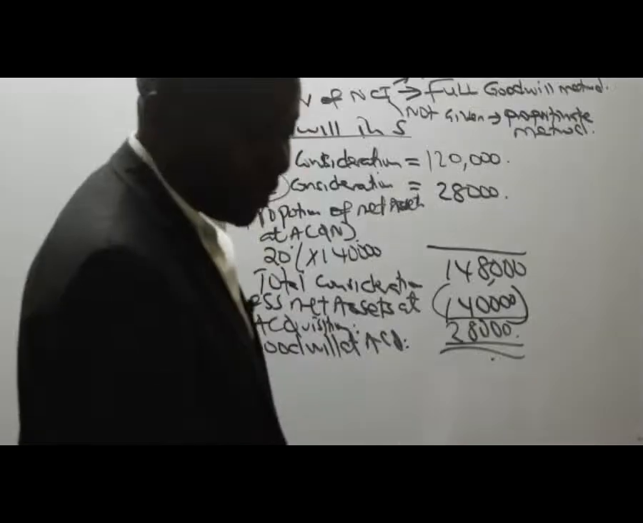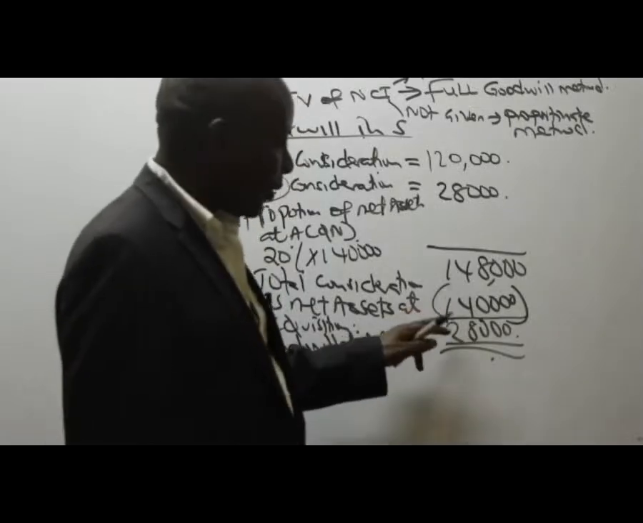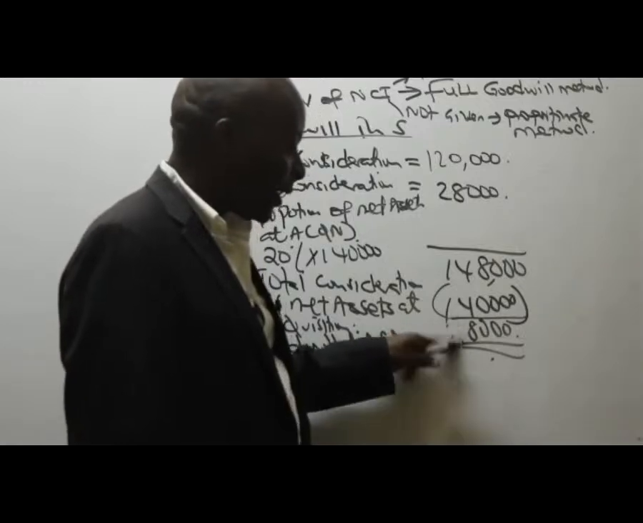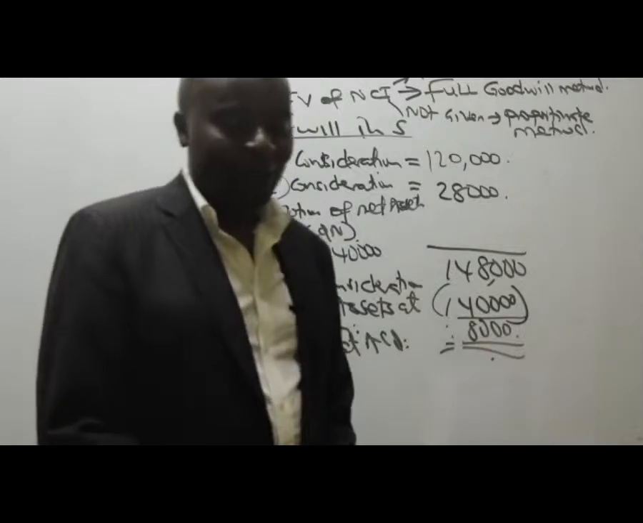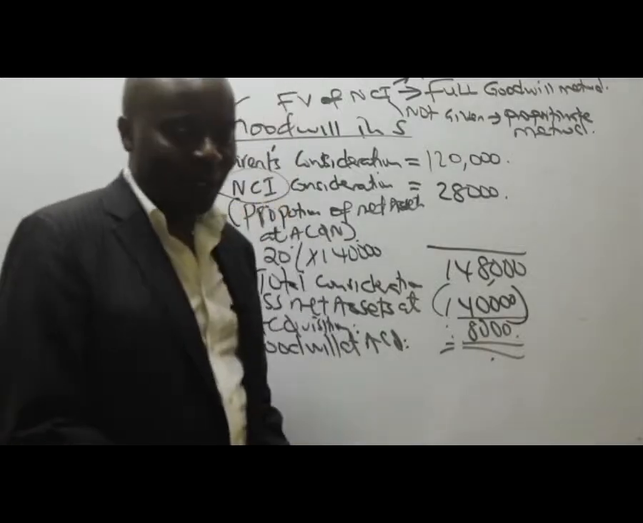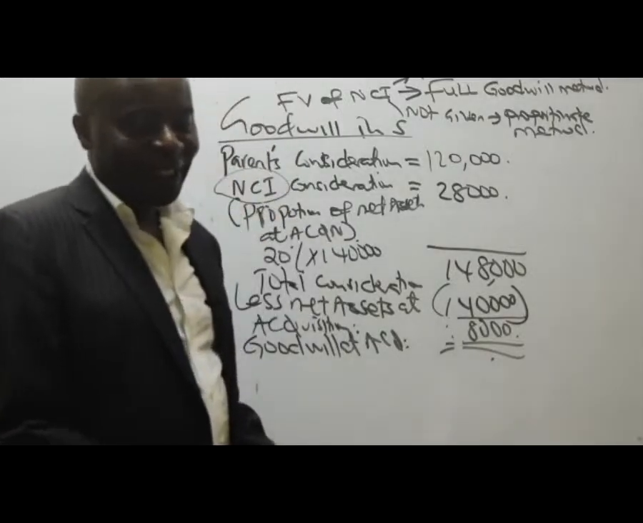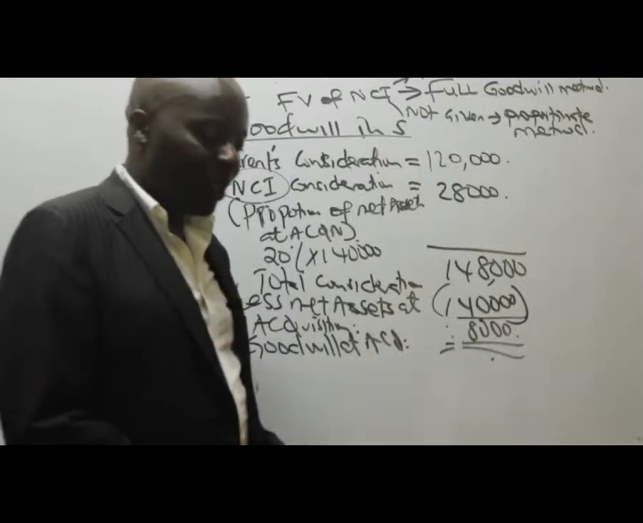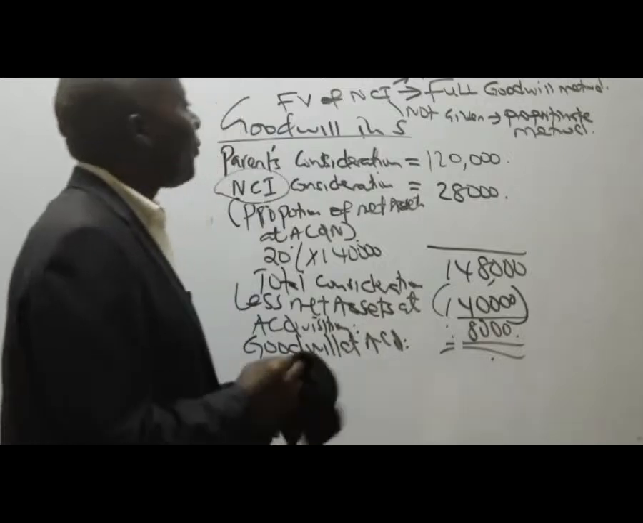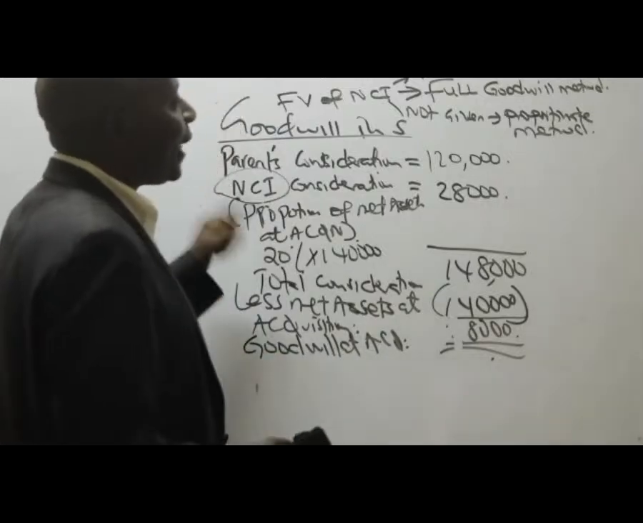This is supposed to be 148 minus 140. Where did I get 20? It's 8,000. Are we together there? That goodwill is supposed to be 8,000. Thank you very much. So then could you kindly go ahead and calculate for me the goodwill now in SS?